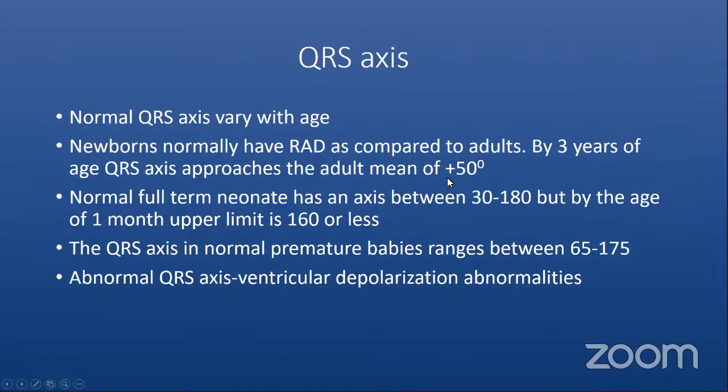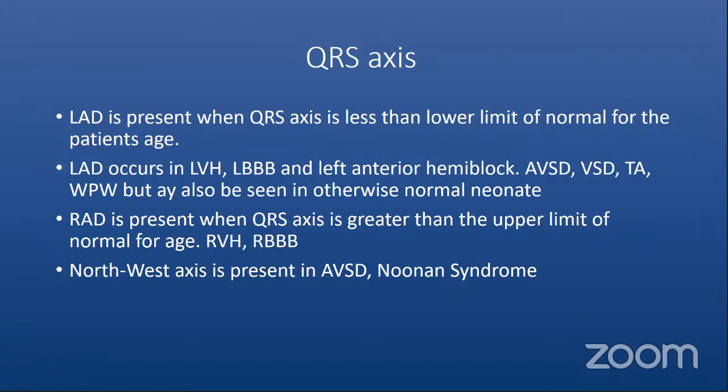Coming back again, the normal QRS axis varies with age, and children usually have right axis deviation as compared to adults. By the age of 3 years, the QRS axis approaches almost the adult value of plus 50. The QRS axis in normal premature babies ranges anywhere between 65 to 175. Left axis deviation is present when the QRS axis is less than the lower limit of normal for that patient. So you have to remember that range.